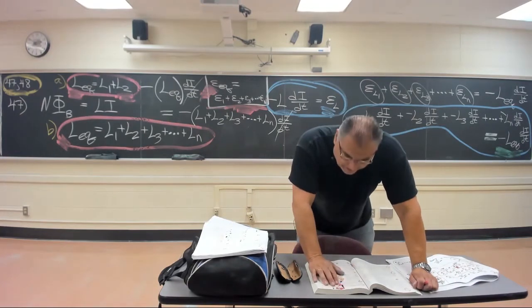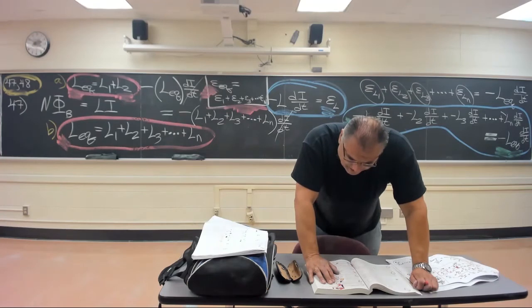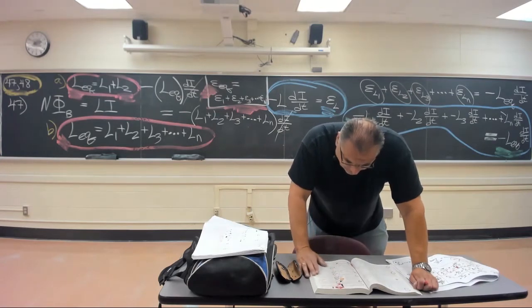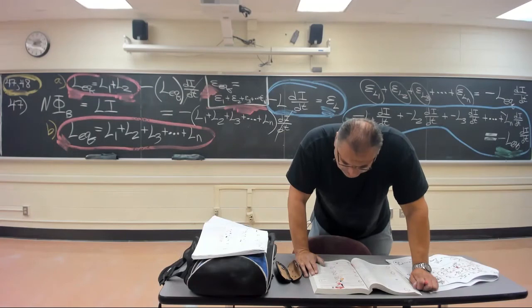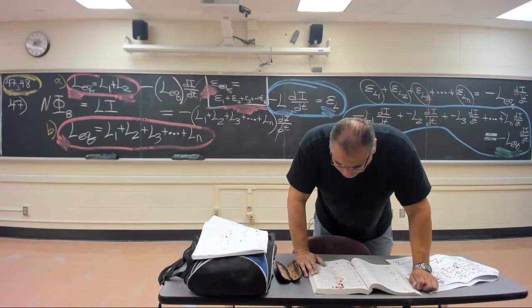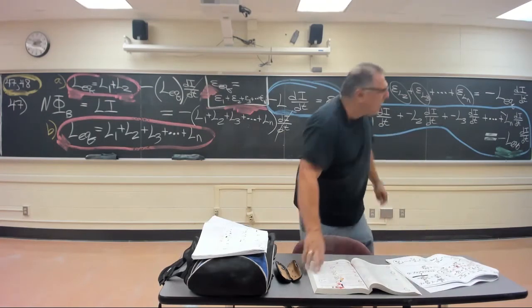Let me try it one more time here. Show that for this parallel situation, 1 over capital LEQ equals 1 over capital L1 plus 1 over capital L2. Hint, review the derivation, they're saying the same thing. What is the generalization for capital N inductors in parallel?